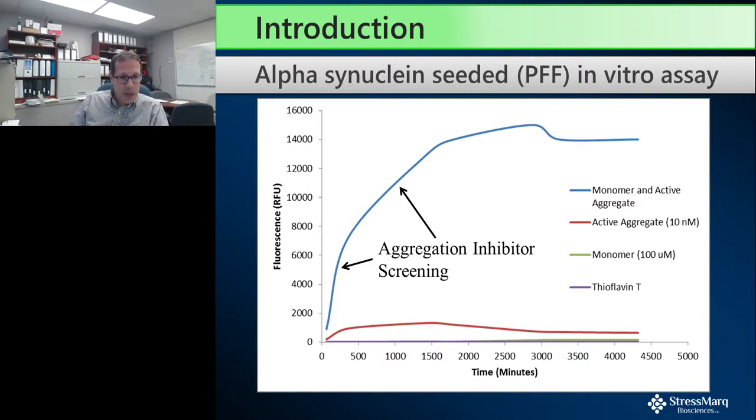Here what we have done is we've taken the seeds of alpha synuclein and we've added more monomer. These seeds dramatically accelerate the reaction so that there's essentially no lag time. We can see here that the blue line takes off really rather rapidly. You can imagine that this is an excellent assay to screen inhibitors for, because it's a very simple way to see whether or not you would depress that rate or bring it to a halt altogether.